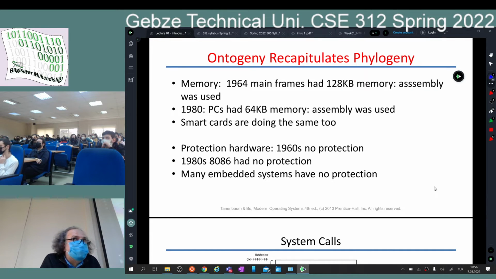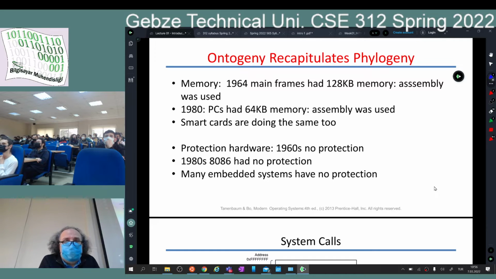Maybe BIOS. BIOS? No, well, BIOS is a very simple operating system. It is not a protection hardware.